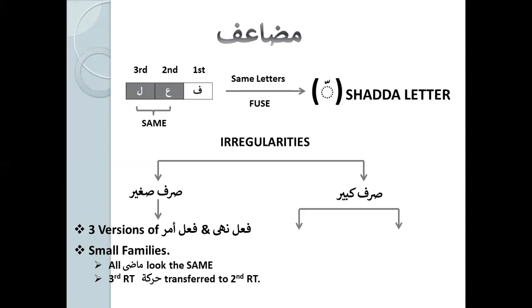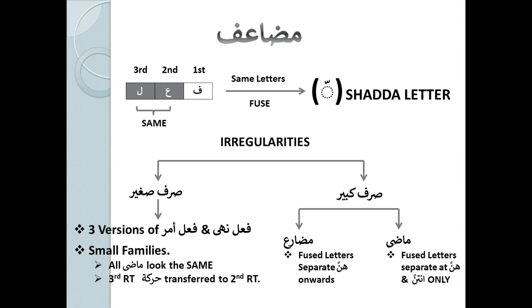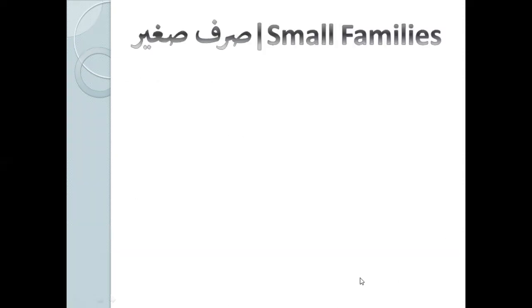Sarf Kabir, though we are not doing it in this presentation, in simple words, when we are conjugating Mudari, the fused letters are split, they are separated from Hunna onwards, all the way till Nahnu. And in Madi, you will see that there are only two places where they split, Hunna and Antunna. So these are the two things which we will do in the second presentation.